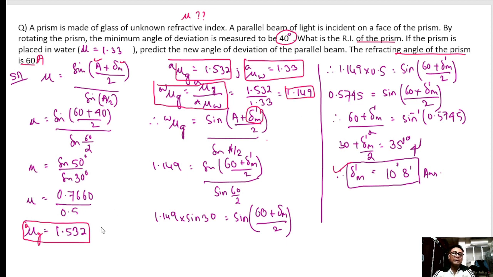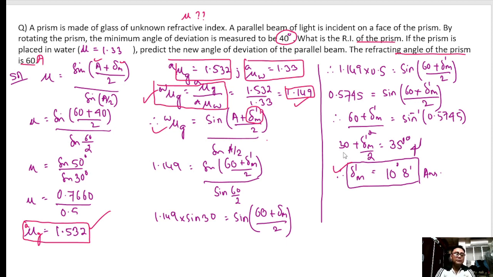So first of all, we calculated the refractive index of the prism. Now the prism is put in water. So what is the refractive index of glass with respect to water? Here we find out. Now this is the new refractive index of the prism because it is put in water. So now what is the angle of minimum deviation? So here we know A, we know W mu G. So only sigma dash M we don't know. This is how we calculate it.